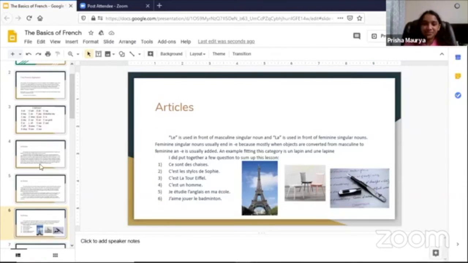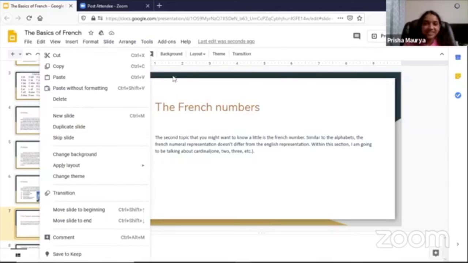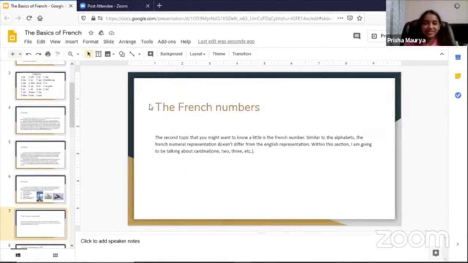Okay, so the next topic that we're going to be talking about is the French numbers. This is the second topic that you might want to know a little about.